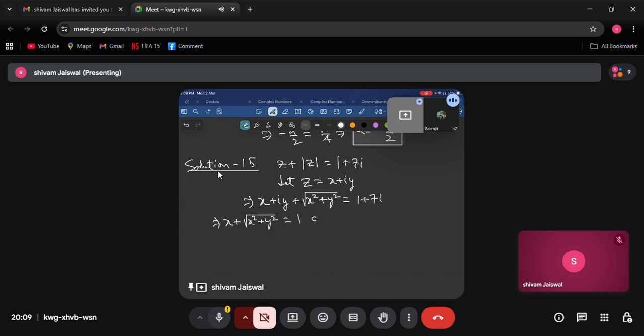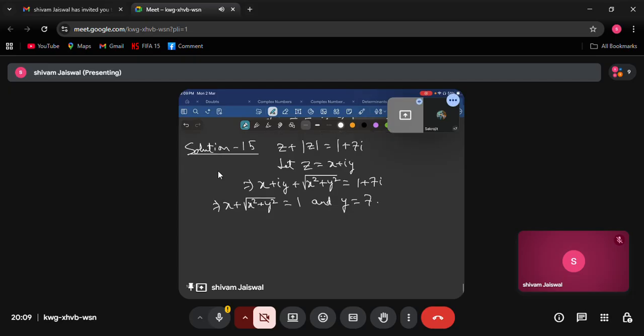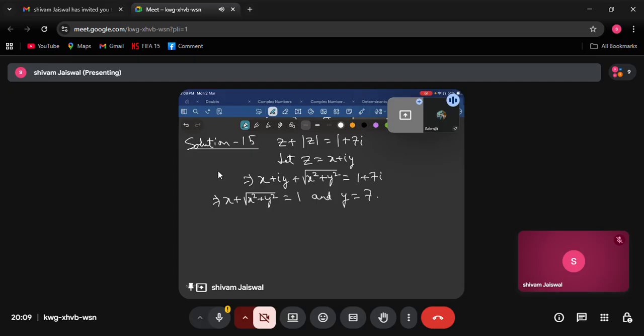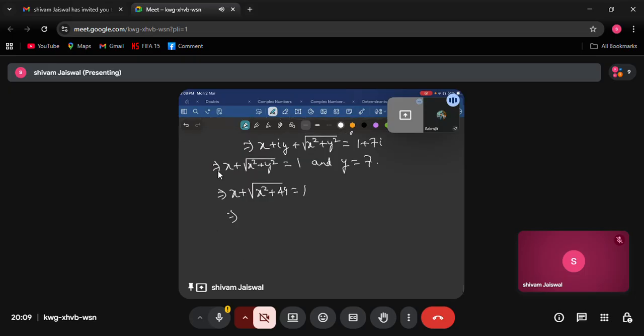This will be equal to 1 and y is equal to 7. Okay, so everyone, y is okay. So I've already got the value of y. So substitute y over here. We are getting x plus root over x square plus 7 square, that is 49, is equal to 1. This implies x square plus 49 is equal to 1 minus x whole square.